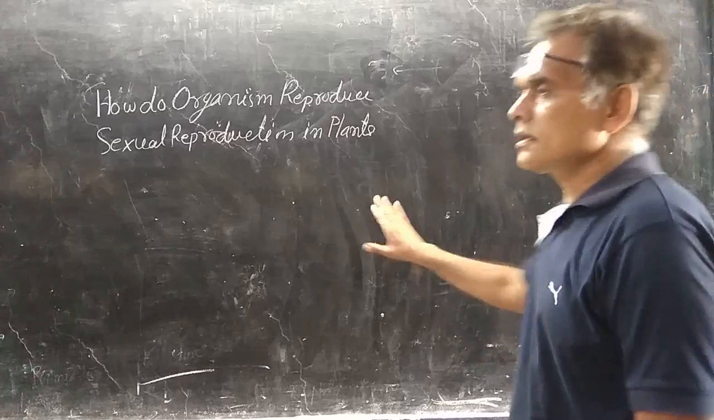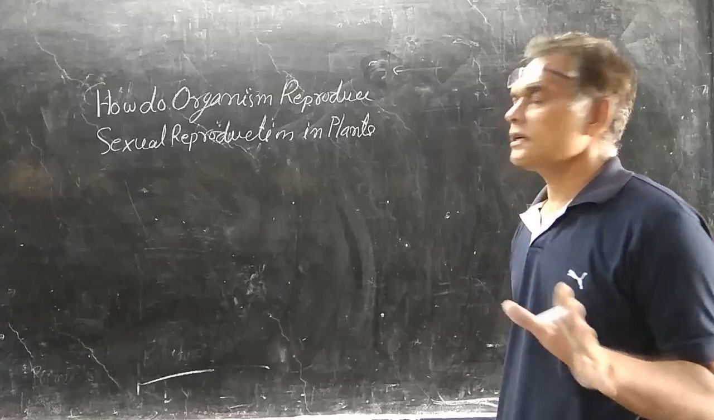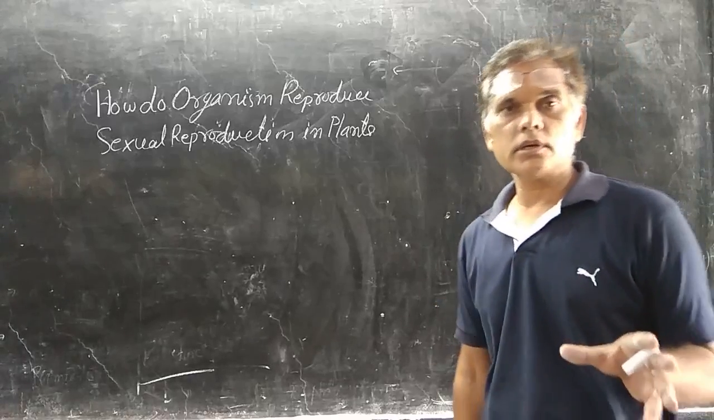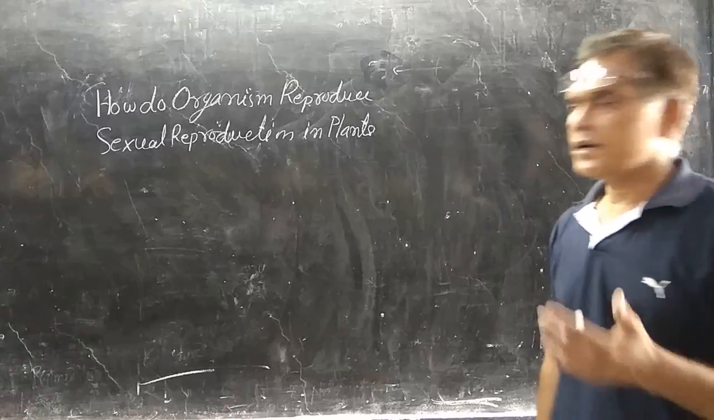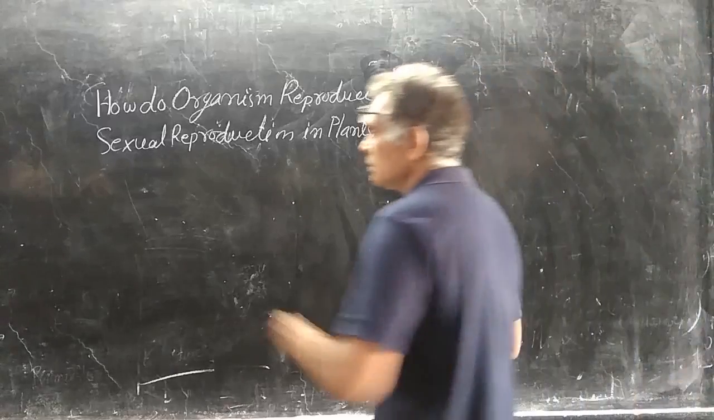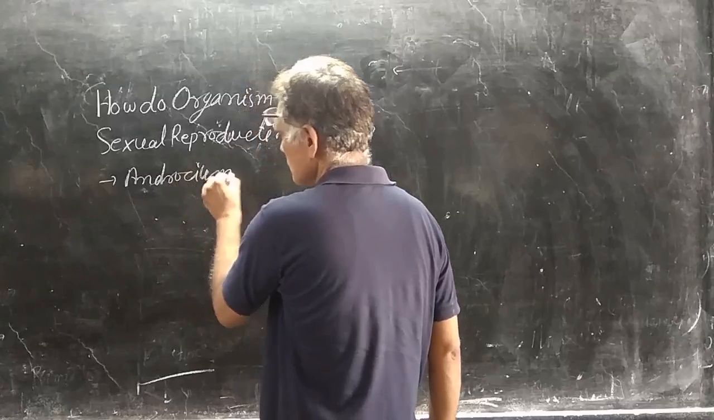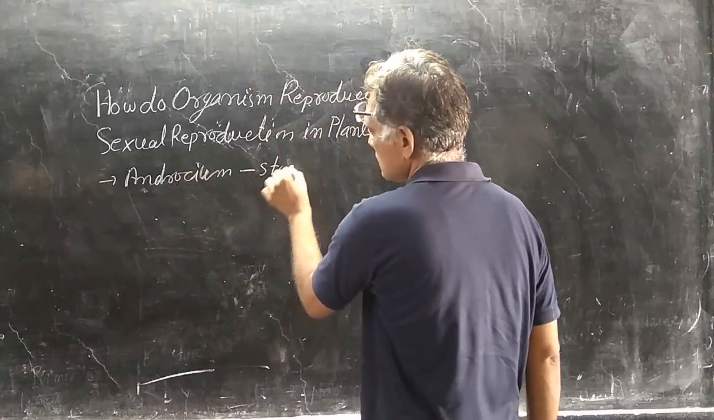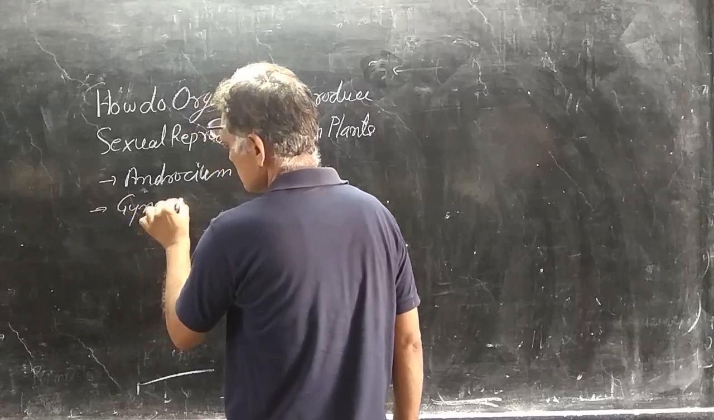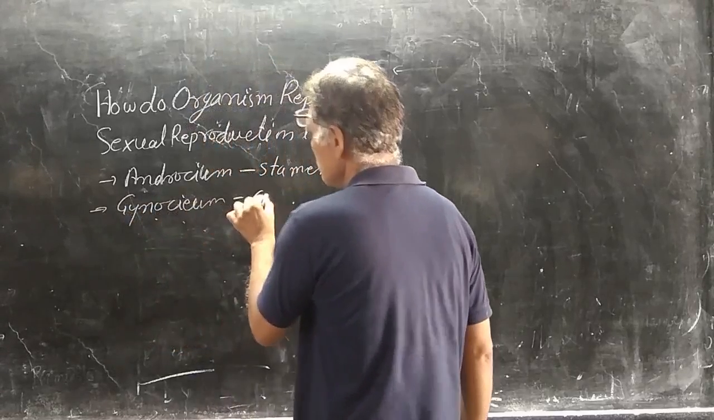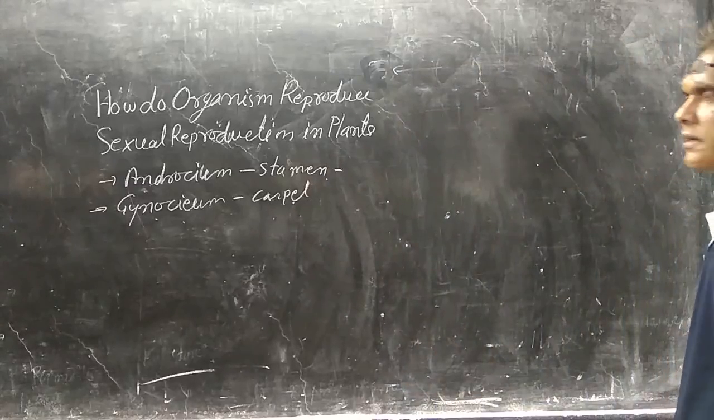In sexual reproduction in plants, we studied that the four parts present in the flower, the reproductive organ of plants, are the calyx, corolla, androecium, and gynoecium. The main reproductive part is the androecium, and its unit is the stamen. Another is the gynoecium, and its unit is the carpel.